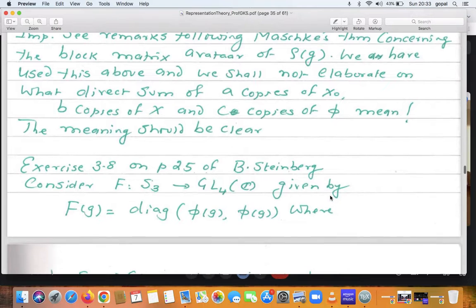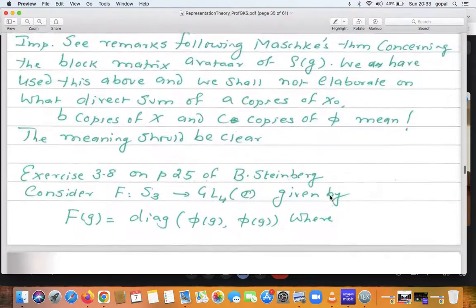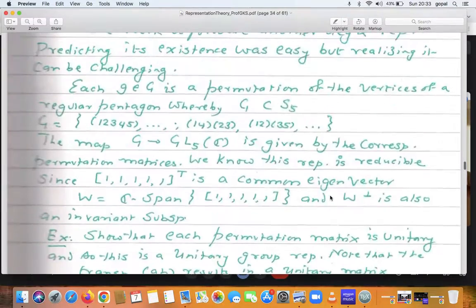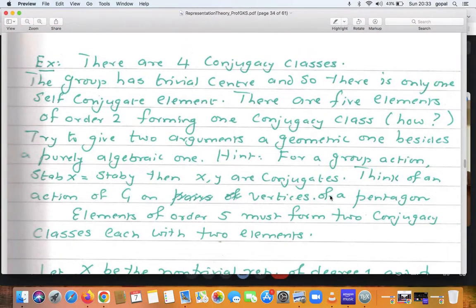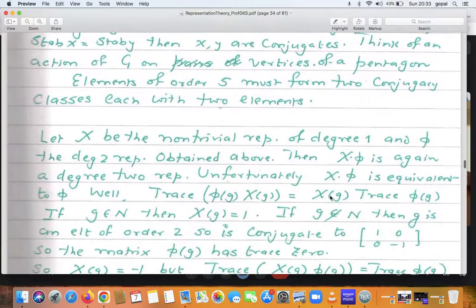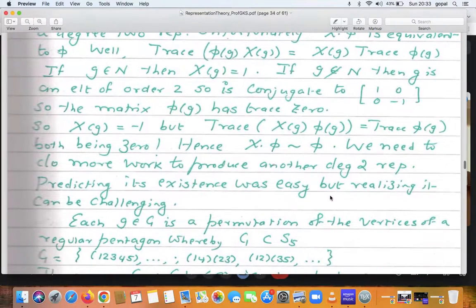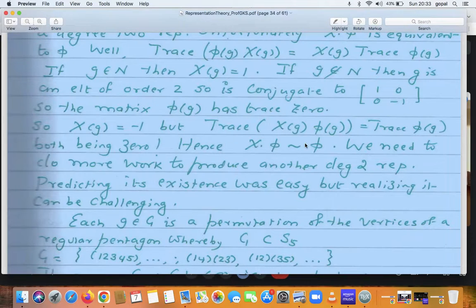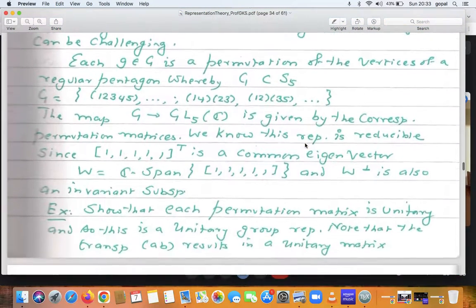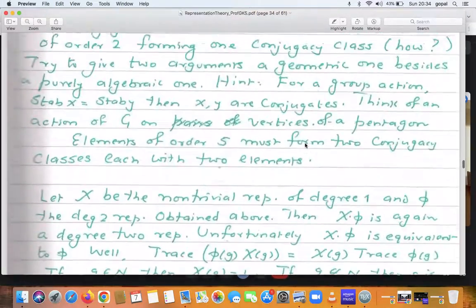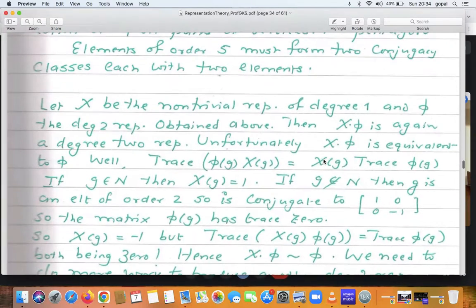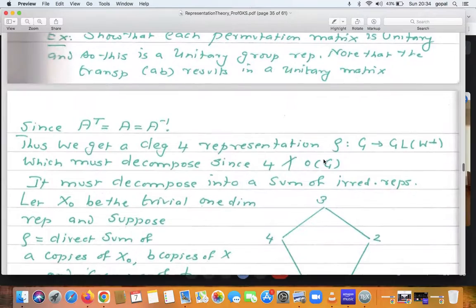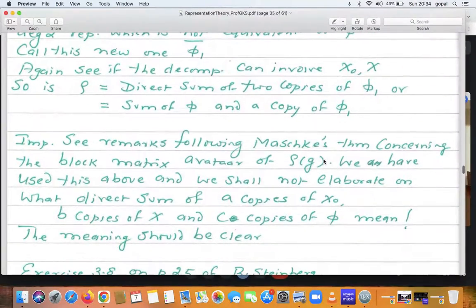Then there is exercise 3.8 on page 25 of Steinberg's book. Now, this example on the dihedral group, I would like you to read this part very carefully. I may have gone a little fast, and just by listening to me, you can't get all the nuances. So I think you will have to work it through. This trace calculation in particular, I would like you to work out in detail, because this kind of calculation will come up again and again in the theory. So can you do it? Yes, please do the details of this particular thing.